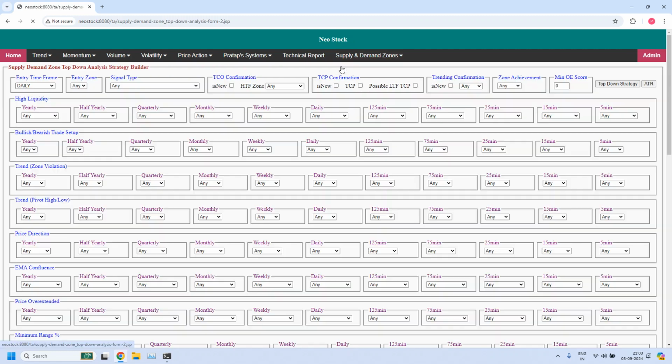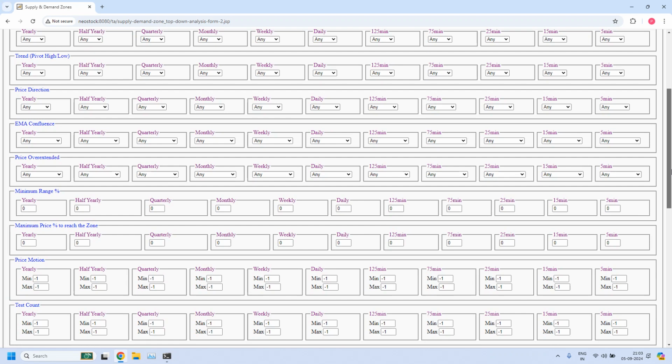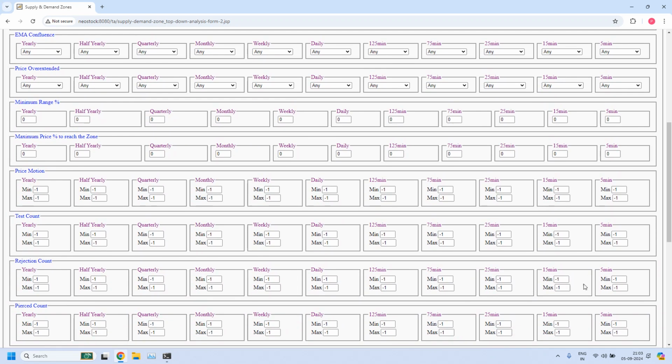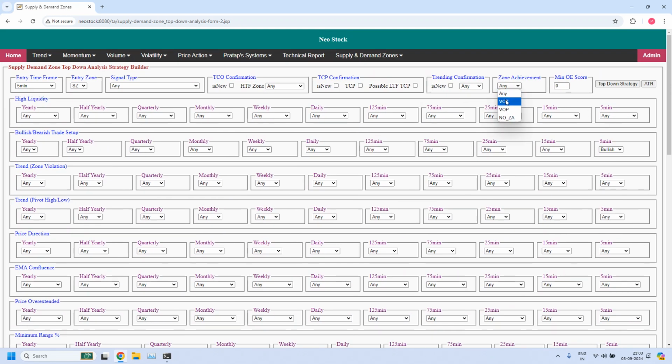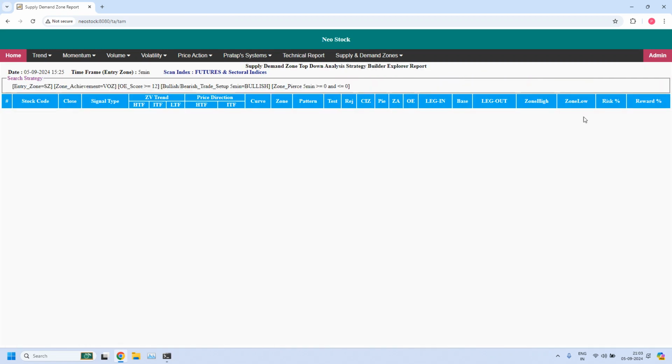Next, bearish trade setup for hourly income trade. Entry time frame is 5 minutes. Entry zone, supply zone. In bullish or bearish trade setup at 5 minutes, I am selecting bullish. This 5 minutes supply zone should not be pierced. So in the pierced count, 5 minutes minimum value I am setting 0, maximum value I am setting 0. Zone violation is violated opposing zone, minimum odd enhancer score is 12. All the 3 filters are applied to 5 minute supply zone. So none of the stocks are filtered.